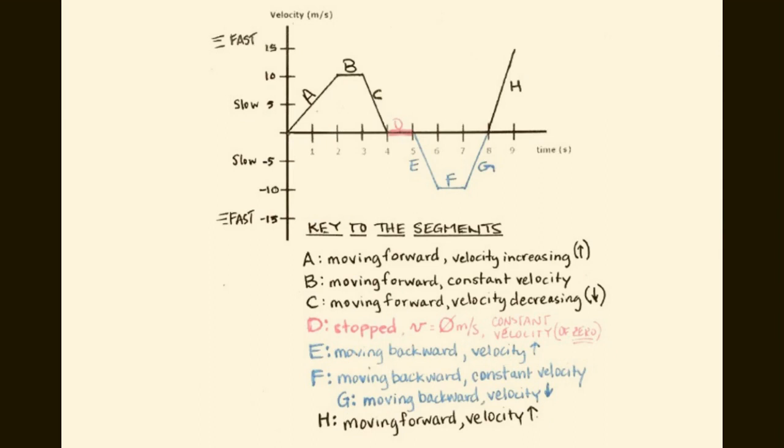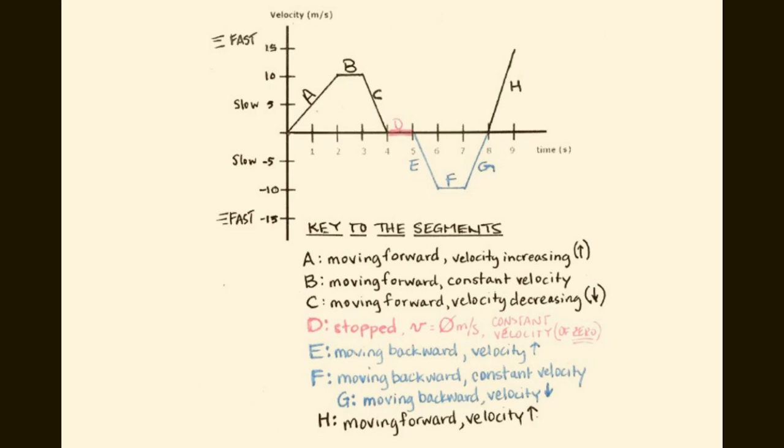In section C, the object is still moving forward, but is decreasing its velocity from 10 meters per second at 3 seconds to 0 meters per second at 4 seconds. Do not confuse the negative slope from 3 to 4 seconds in this velocity versus time graph with a negative slope in a position versus time graph.